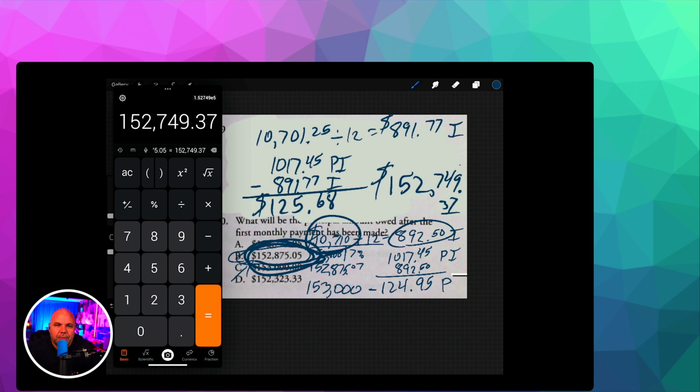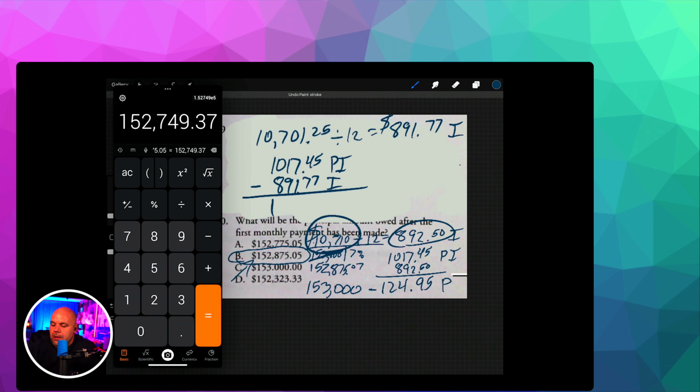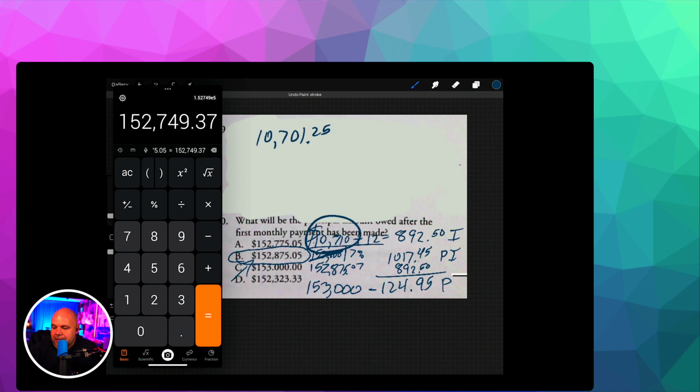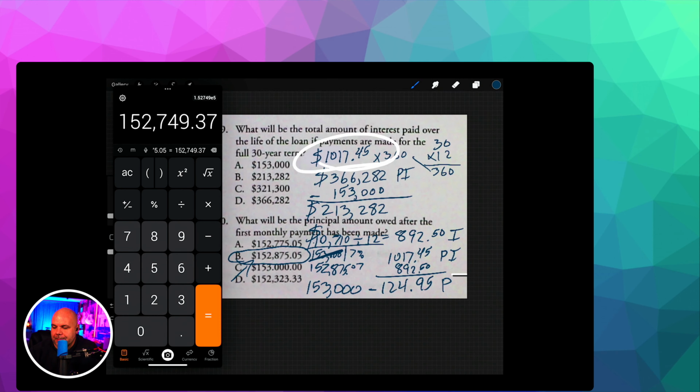So if the test question says, what would their loan balance be after the second month? You're going to be like, oh, crap. Okay, I got to do the first month, and then I got to do the second month. They won't say after the 15th month. That'd just be a jerk move right there. Who has time for that?